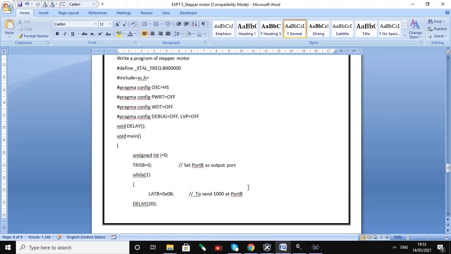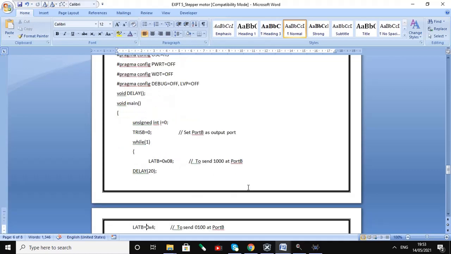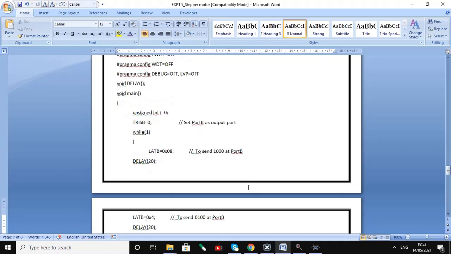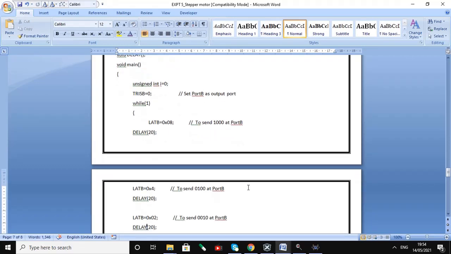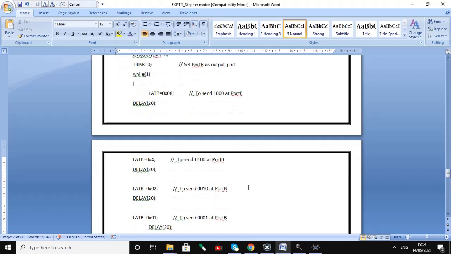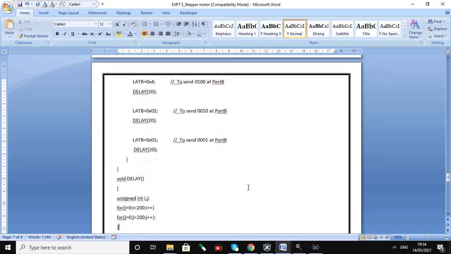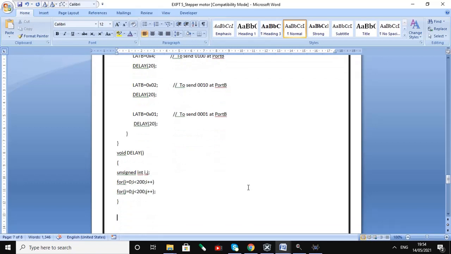Here these are the required statements. Then this is a delay function. TRISB, port B, is set as an output port. Then while(1), PORTB, the first sequence sent to port B is 0x08, so 1 0 0 0 is the sequence. Then we call the delay. Then we are sending 0x04, then calling the delay. Then we are sending 0x02, then we call the delay, and 0x01, and then we call the delay. And this is the delay function.